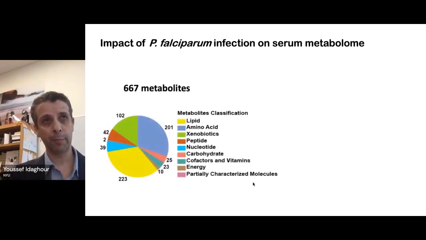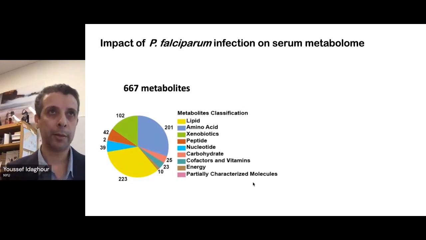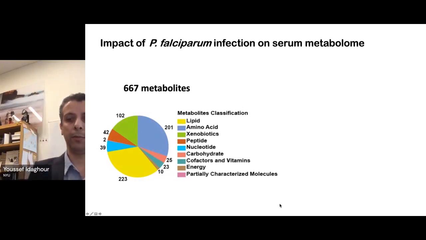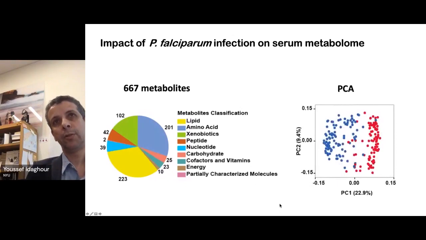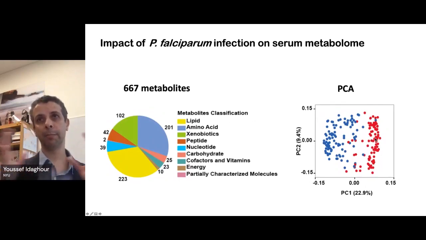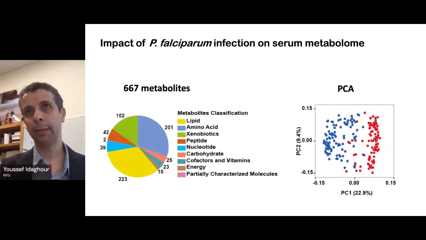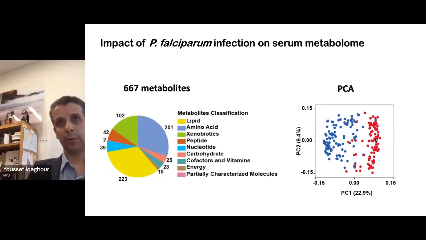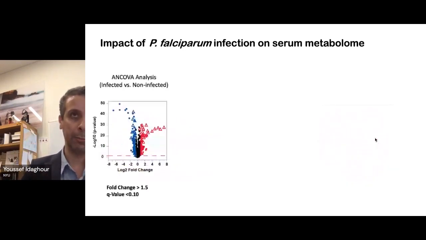This is the total number of metabolites that we detected in the serum of these children. So in total, 667, and they belong to different classes. Mainly lipids and amino acids are the two major classes, but there are other classes, as you can see in the figure. So when we do principal component analysis of this data, you can see very clearly the effect of infection on the metabolome. So in blue, you have the children before infection. In red, you have the same children, because remember, this is matched analysis. So the red are the same children after infection, and you see this nice separation between the two, which again clearly shows that the effect of infection is very strong on the metabolome.